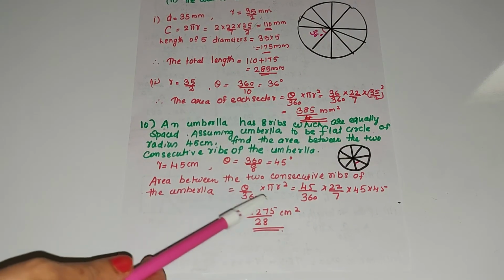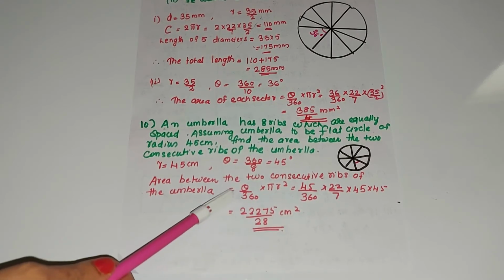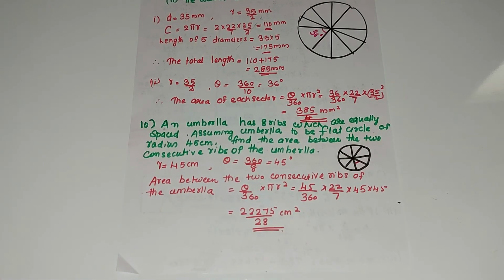So to get the area, use the formula area of the sector, theta by 360 into pi r square, equal to 45 by 360 into 22 by 7 into 45 into 45. So we will get 22,275 by 28 centimeter square.